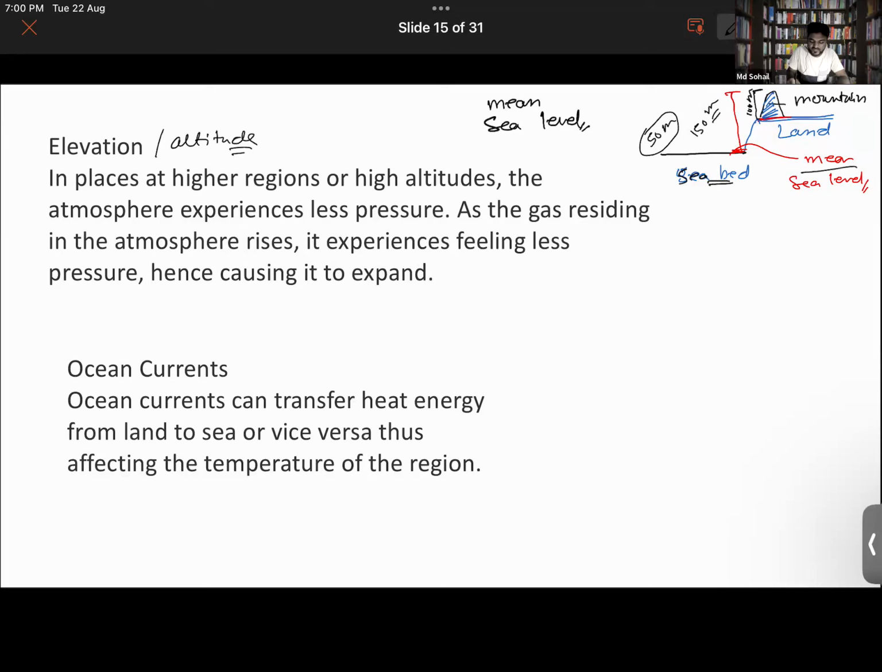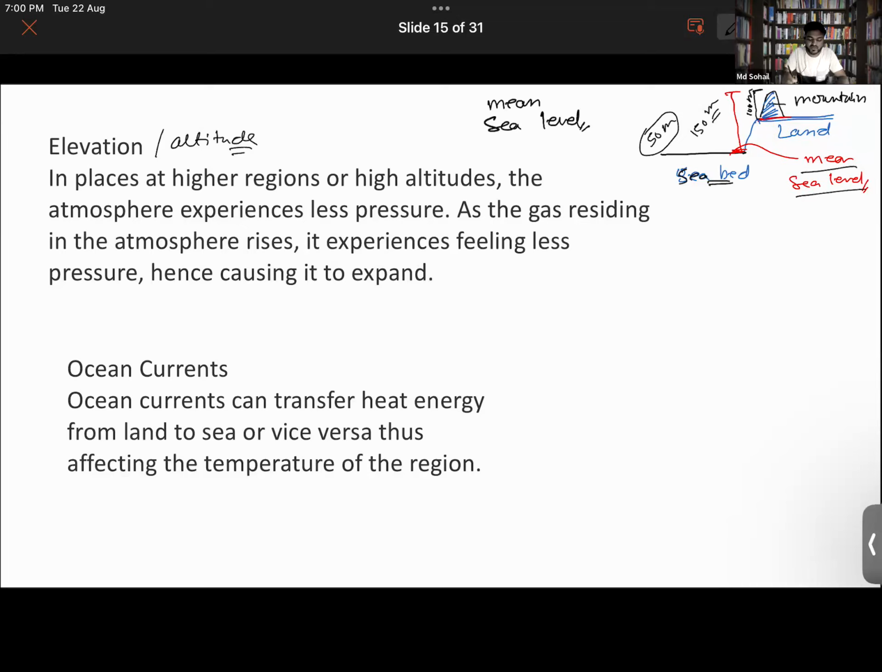So the reference point here has been taken from the seabed, from where you are measuring the height of this mountain. So that is simply mean sea level. Is it clear?